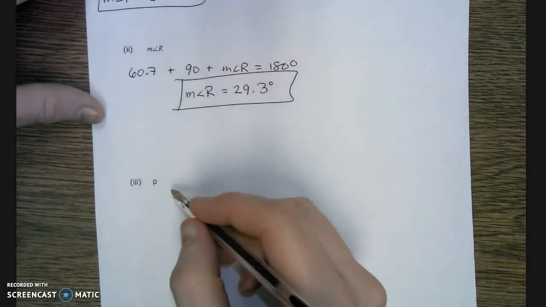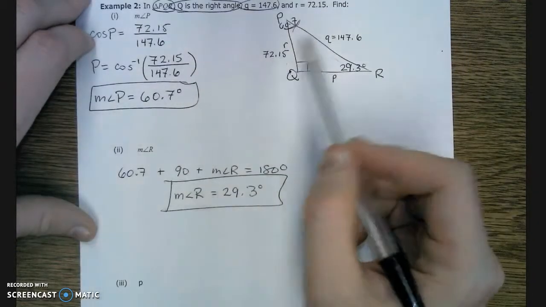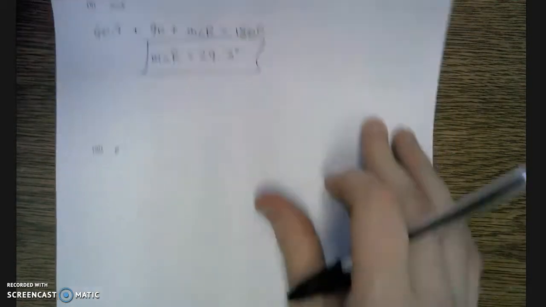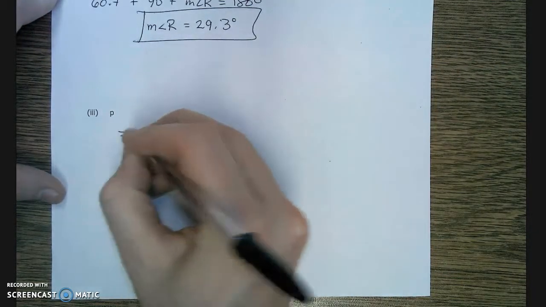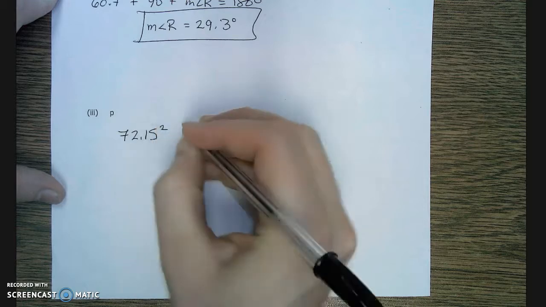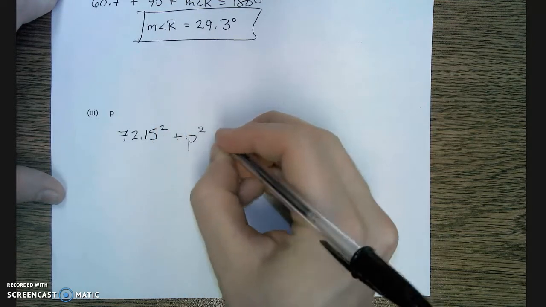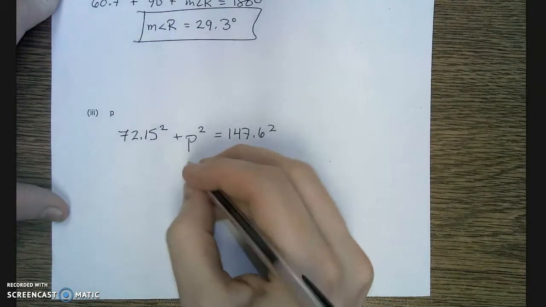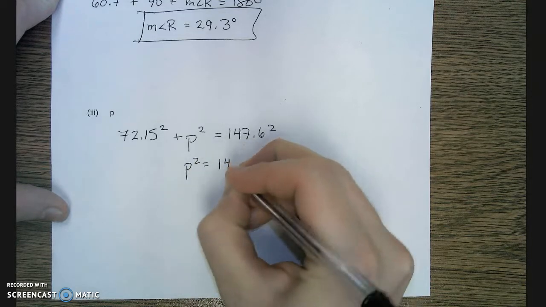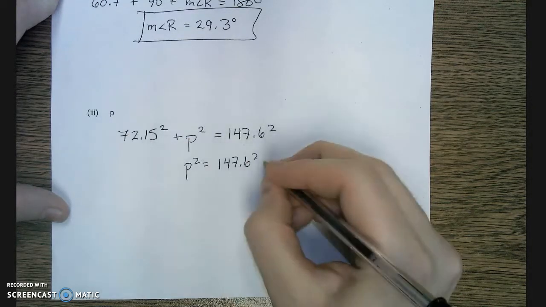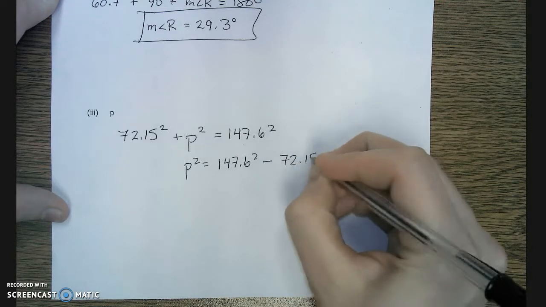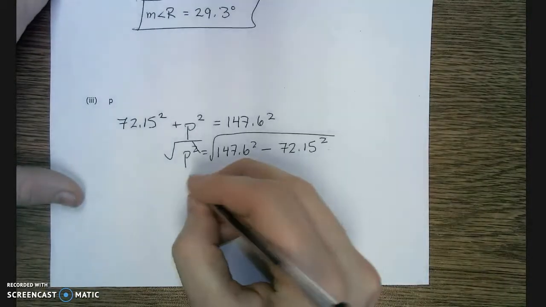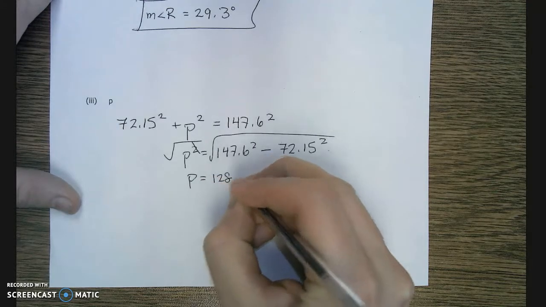And then to find side P, since we have the other two sides, we can just use Pythagorean theorem to find side P. So we have 72.15 squared, because that's one of the legs. We're looking for P squared, which is a leg, and then we set it equal to the hypotenuse squared. And then you would take the 72.15 squared, subtract it to the other side. To get rid of the square, you take the square root, and you type all that in, and you get 128.76.